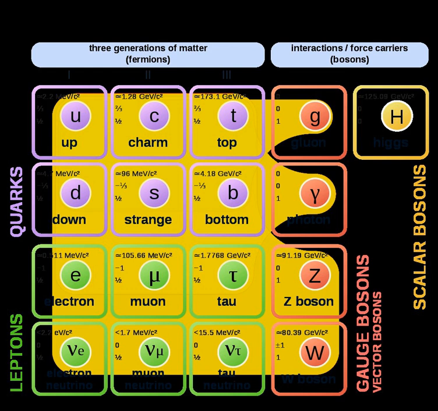is conserved. T_3 is more important than T, and often the term weak isospin refers to the third component of weak isospin.